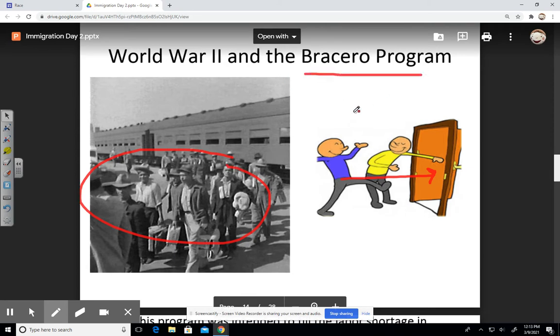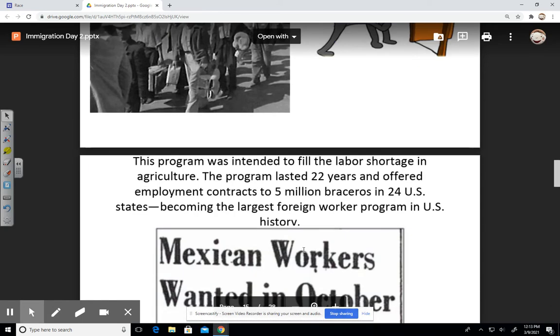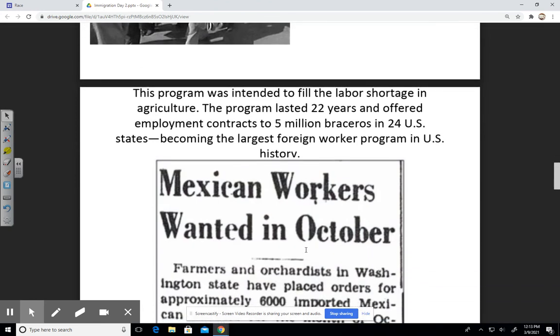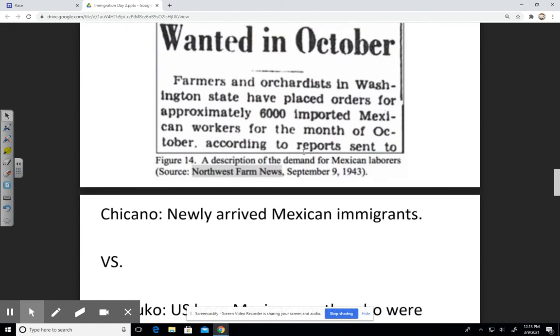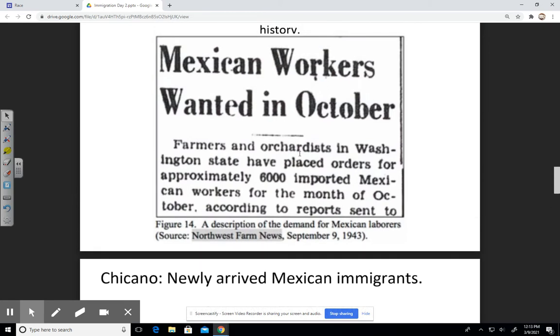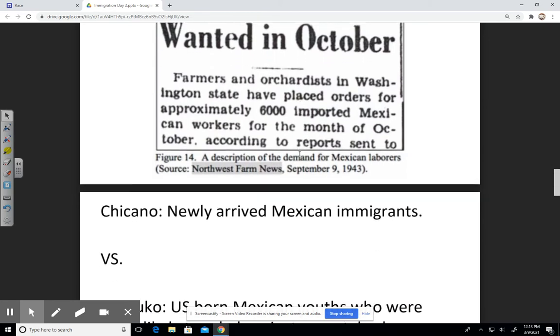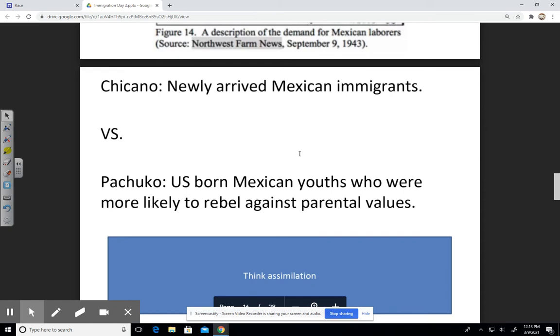So the Bracero Program, now we're going to encourage migration. World War I, we encouraged, and the Bracero Program, we discouraged migration. Again, we're talking primarily about people from Mexico. Here we see this program, fill the labor shortage in agriculture, last 22 years. Here we see contracts. Just a side note, I know Cesar Chavez would come, his family would come to the United States as part of that.